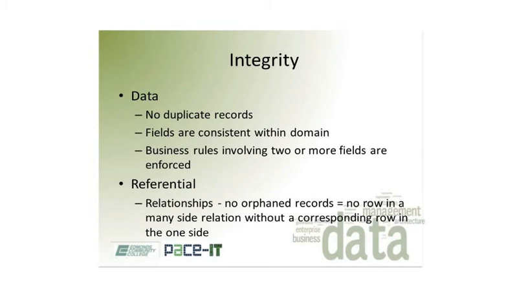And finally, referential integrity has to do with relationships. We have no orphaned records, which means no row in a many-side relation without a corresponding row in the one-side relation that links it. So this restricts us from deleting rows in the one-side relation that have many-side rows in the many-side relation unless we delete all of them at once. This is called cascading deletes. So we'll be talking about that again as well. Anyhow, that's it for this topic on relationships.